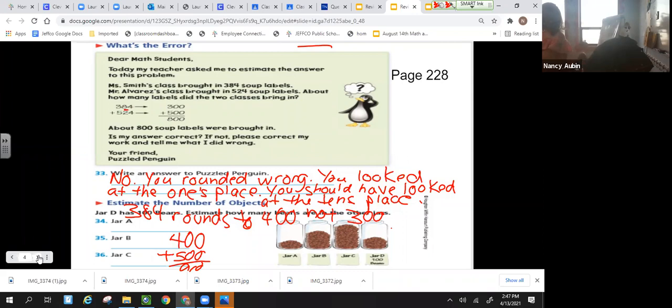384 does not round to 300, Evie. Look why. Because there's an 8 in the tens place. 5 and above, give it a, what? Do you see why? Puzzle Penguin looked at the 4. Something else you should know? Puzzle Penguin is always what?